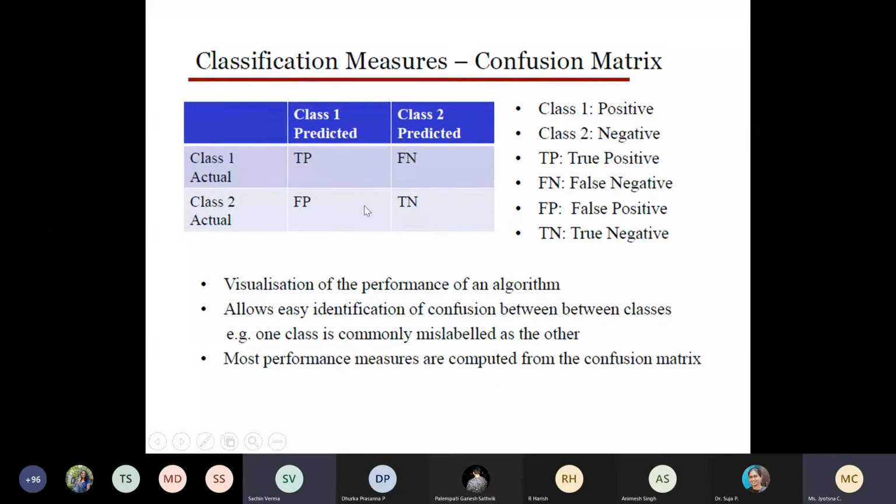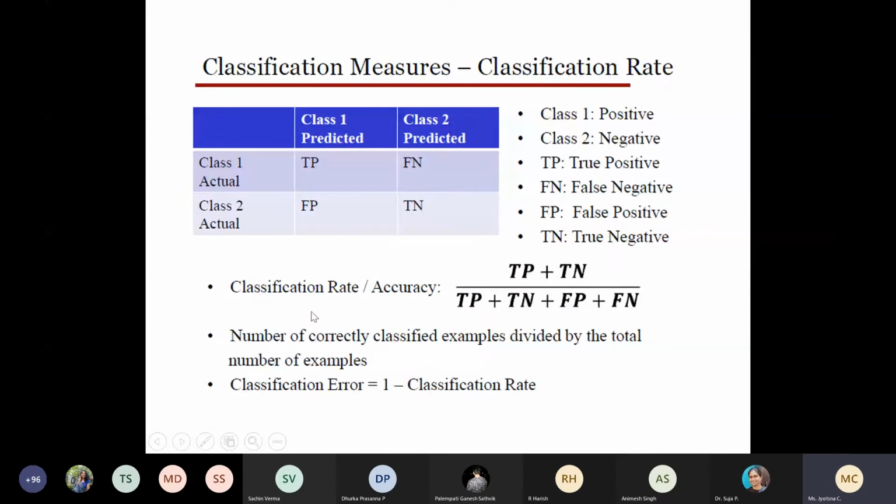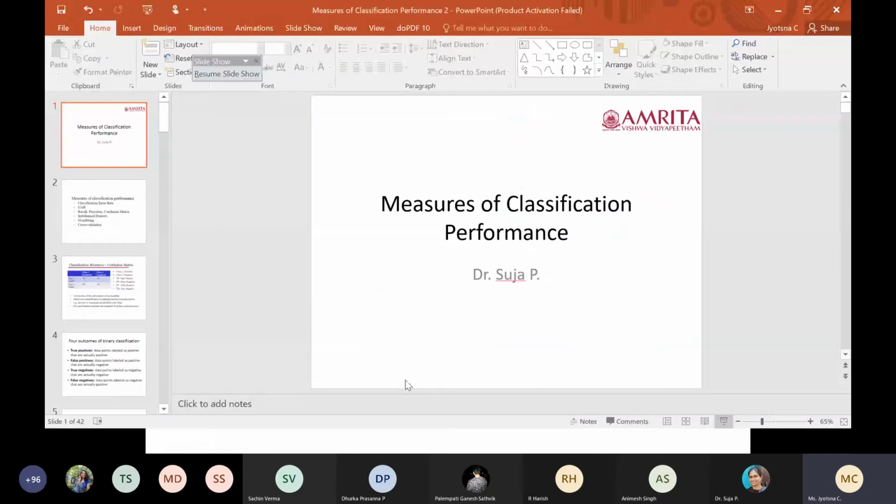Okay, ma'am. And again, the same figure we can represent in different ways. Maybe in some examples we can write actual here and predicted here. So in different ways we can represent it. I'll just show the other ones also. One second.